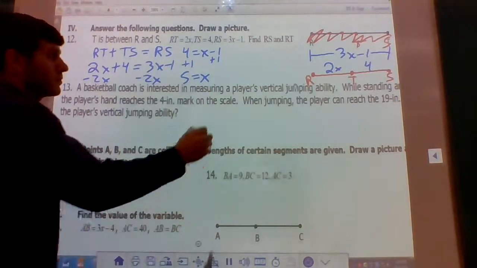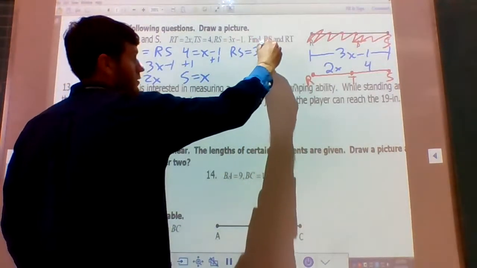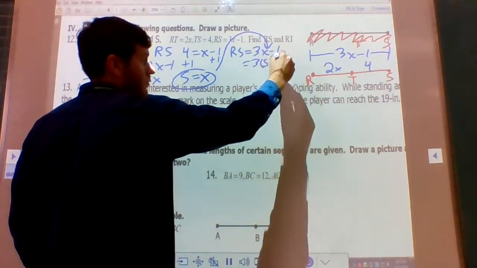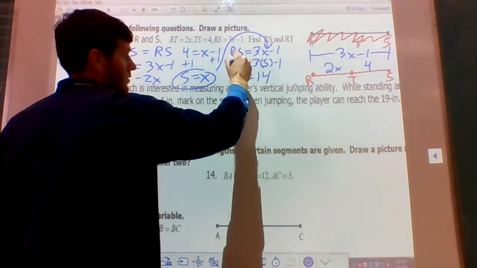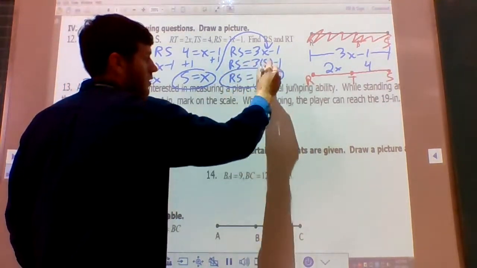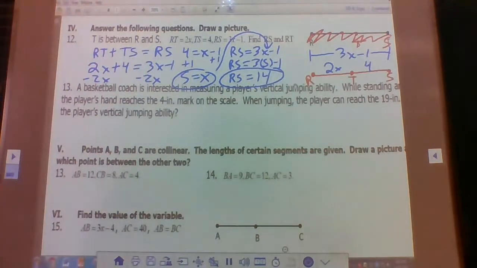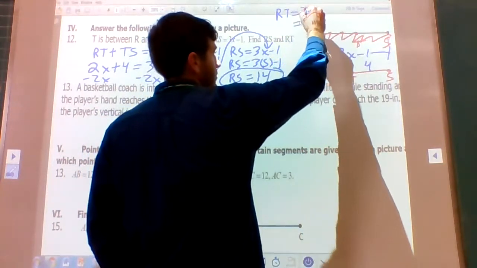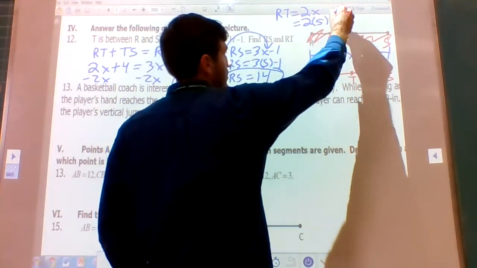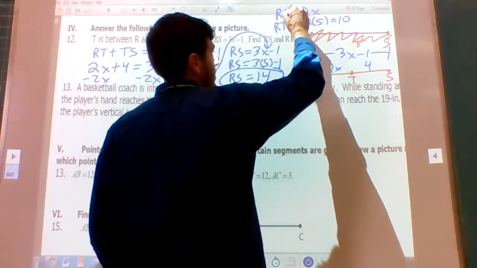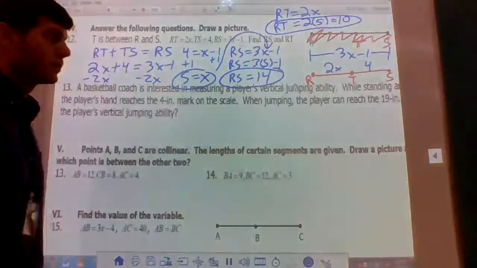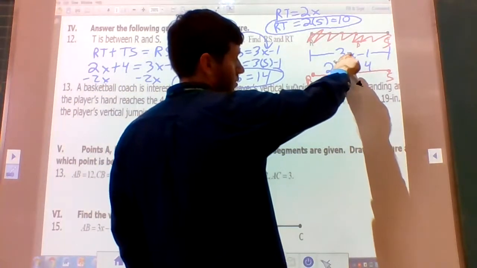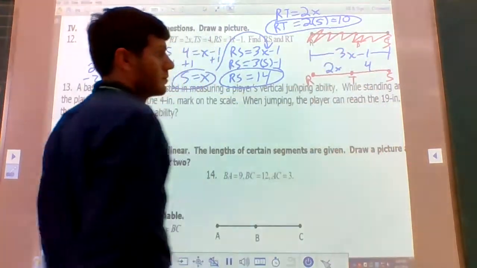We want to find RS. So RS is 3x minus 1. So we substitute in the 5. So we get 3 times 5 minus 1, which is 14. We also need to find RT. So RT is 2x. So that's going to be 2 times 5, which is going to be 10. Okay. And again, if we want to check our answers, we substitute it in. So this is 10 plus 4 equals 14, right? 10 plus 4 equals 14.